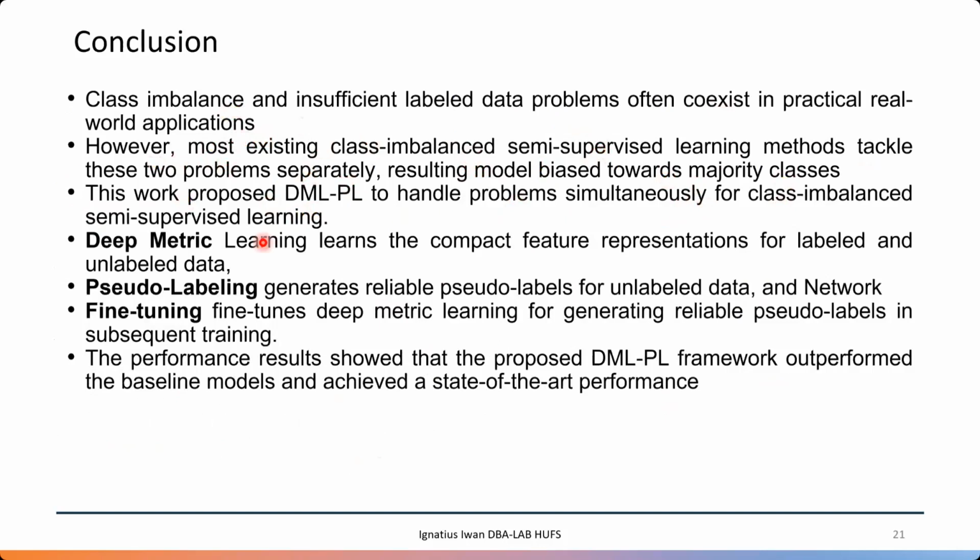The deep metric component tried to learn compact feature representation for labeled and unlabeled data, while the pseudo-labeling tried to generate reliable pseudo-labels for unlabeled data, and then the network fine-tuning tunes the deep metric learning for generating reliable pseudo-labels in the training. And the performance result on the listed benchmarks shows that the proposed DML-PL outperformed the baselines and achieved state-of-the-art performance.